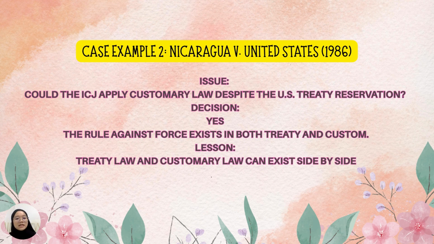In this case, the court held that the customary provisions on the use of force exist independently of the UN Charter, meaning the same rule existed in both treaty and customary form. The significance is to demonstrate that treaty law and customary law can exist in parallel. Even if a state withdraws from a treaty, it may still be bound by the same rule under custom.